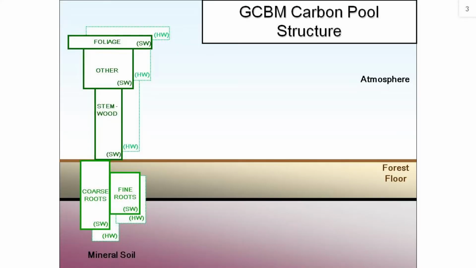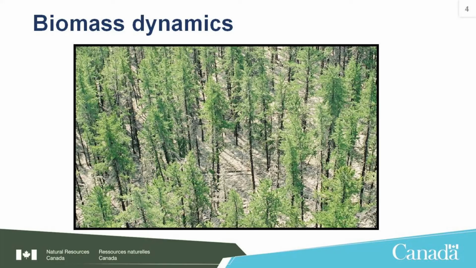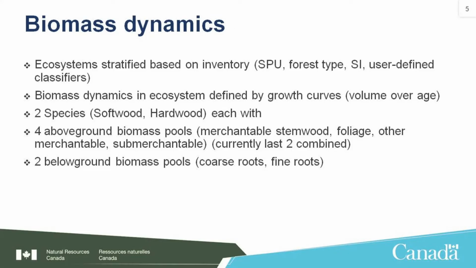The GCBM represents above ground and below ground biomass pools, including foliage, other, merchantable stemwood, coarse roots, and fine roots, and it does this for the softwood or coniferous and/or hardwood or deciduous component of each stand, so you can have up to 10 live biomass pools represented for each stand at any time. First, we'll describe the dynamics of the biomass pools and then discuss how they are linked to the dead organic matter dynamics and pools. The GCBM grows stands over time based on yield curves supplied by the user.